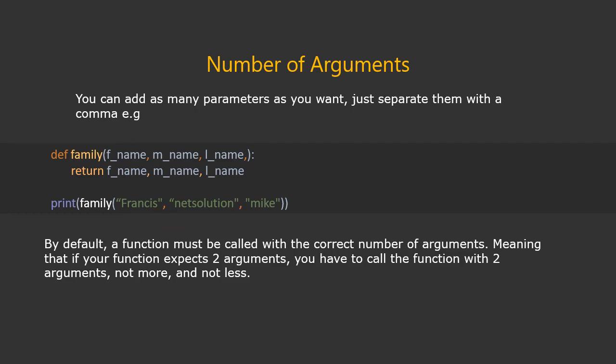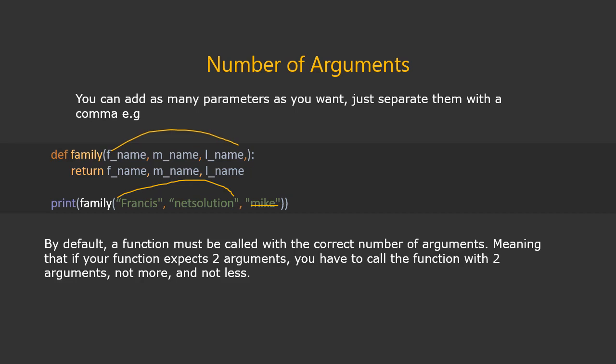So if we should remove this and only call this function with two arguments, it will give us an error because we have three parameters specified. So you can only call your function with the total number of parameters which were specified. You are going to enter the same amount as your arguments.